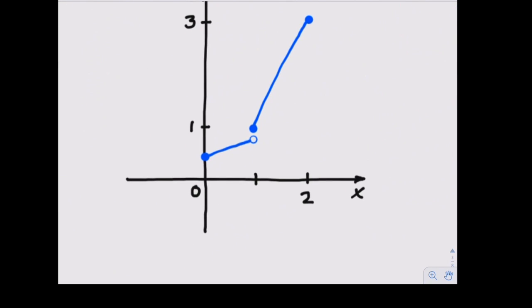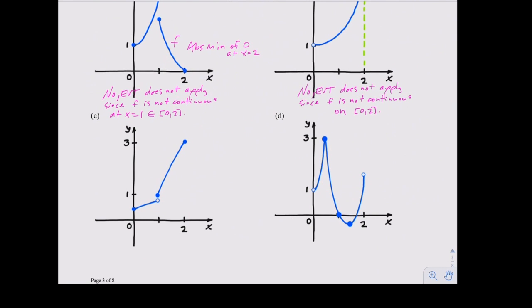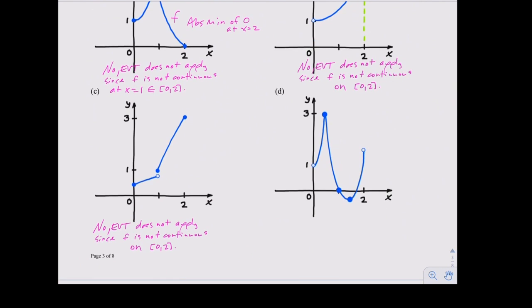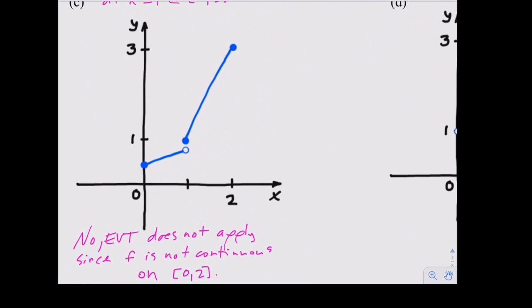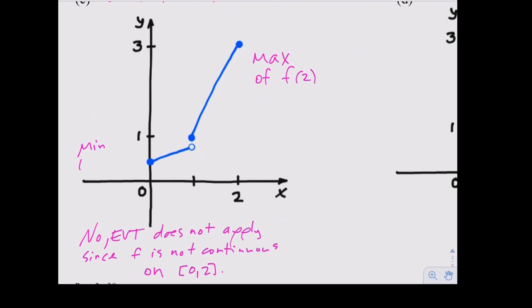All right, how about this one? EVT apply? No. I'm just going to cheat, right? Copy and paste. No, the EVT doesn't apply. f of x is not continuous at 1. Does it still have a max? Yeah. It still has a max of, I'm just going to say f of 2. Perhaps it's 3. Do we still have a min? Yeah. We have a minimum of f of 0. Whatever it might be. 1/2, 1/3, who knows.